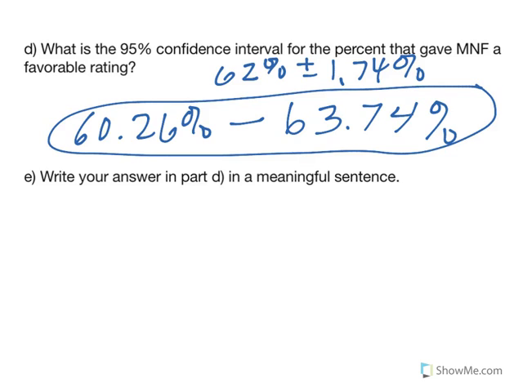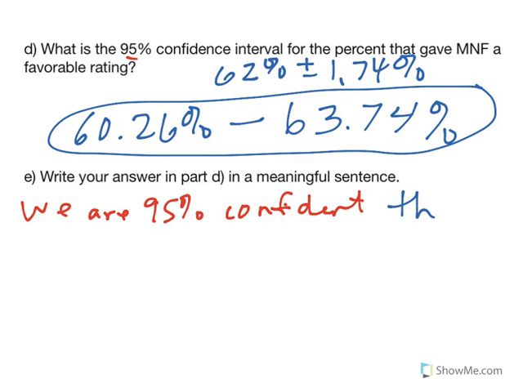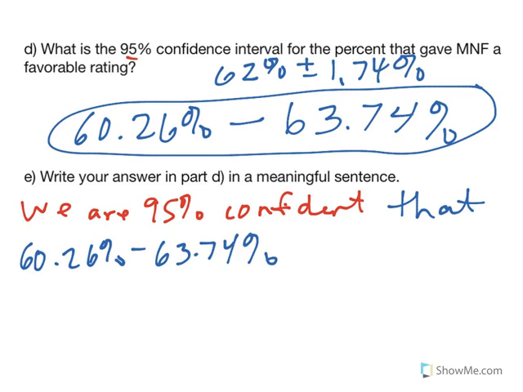And now check out the sentence, because the sentence is super important. I always think of this as a Mad Libs. Okay? So we always start with, we are 95% confident. Always. Because that's the confidence interval that we're using, 95%. We are 95% confident that, and we throw in our interval, 60.26% to 63.74%.